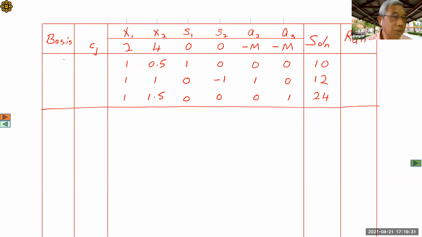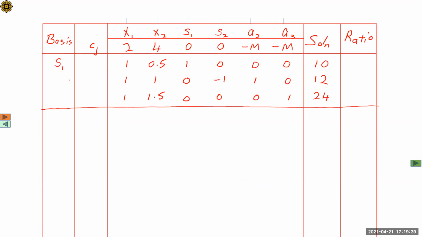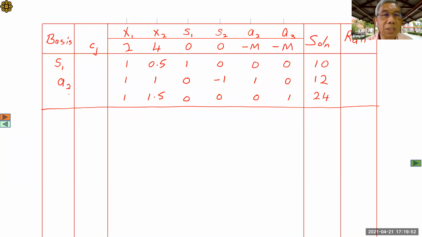One more time. For the first constraint, what will go to the basis? S1. The second one, we have S2 and A2. Which one goes to the basis? A2. So when we have a situation like that, with S and A, we put the artificial variable first into the basis. Then A3.